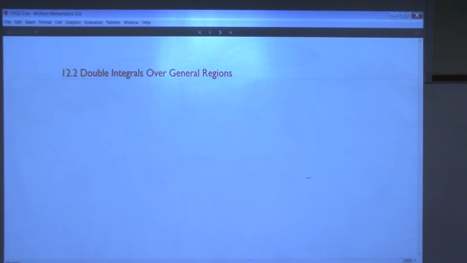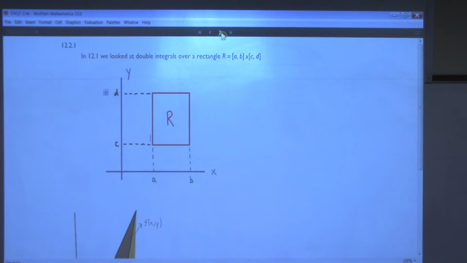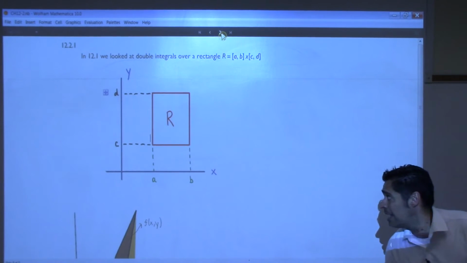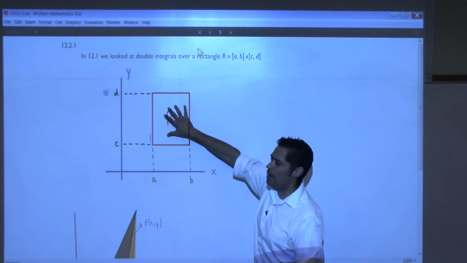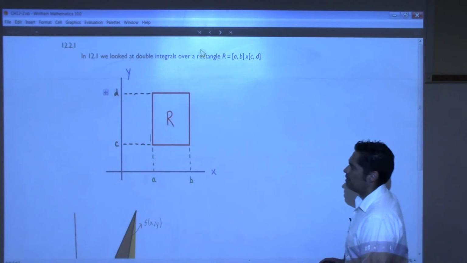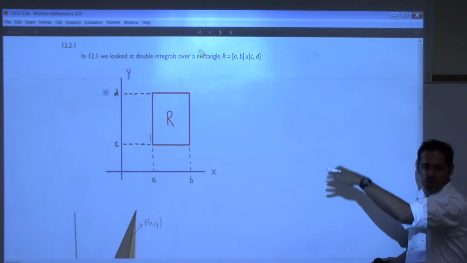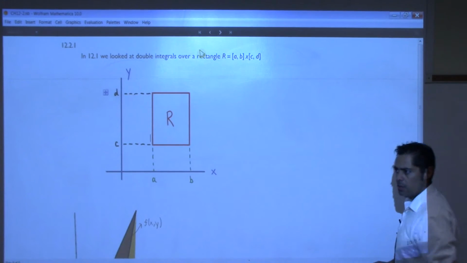All right, so we're going to go now and get a little more general about our regions. We're not going to restrict ourselves to rectangles anymore. So that's what we did last class, right? We had a rectangle. We were integrating over this rectangle. So, you know, that was the ground, right? The surface was above it. We were looking at the volume straight down.